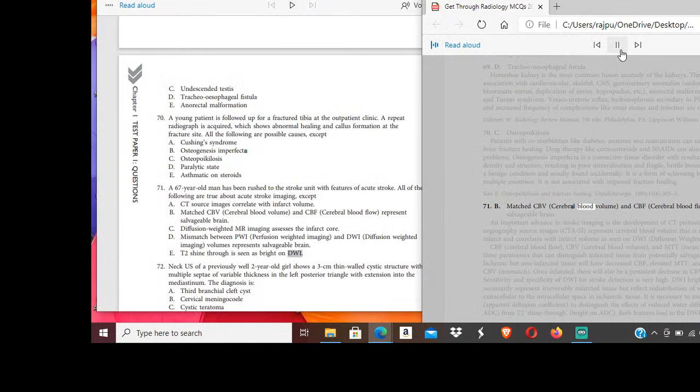B. Matched CBV, cerebral blood volume, and CBF, cerebral blood flow, represent salvageable brain. An important advance in stroke imaging is the development of CT perfusion imaging. CT angiography source images, CT-ASI, represent cerebral blood volume that is reduced in the core infarct and correlates with infarct volume as seen on DWI, diffusion-weighted imaging.